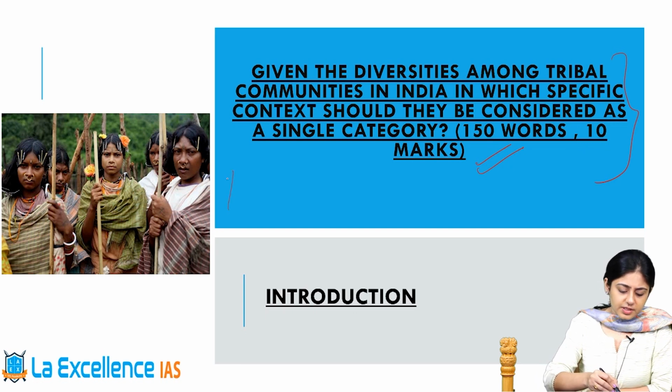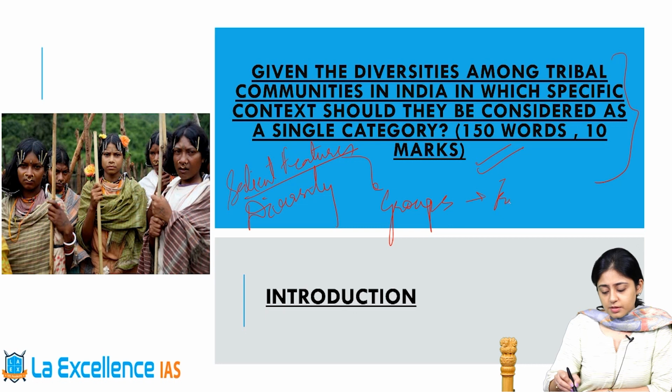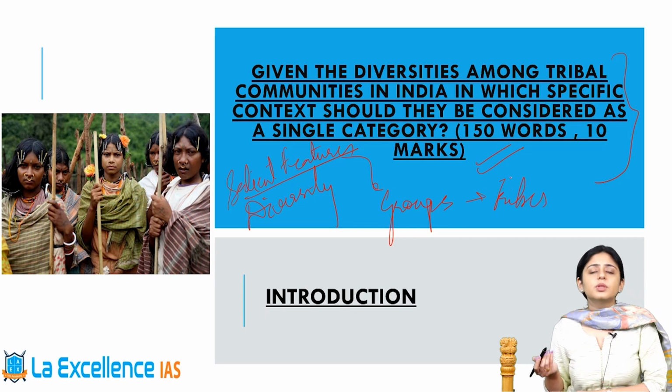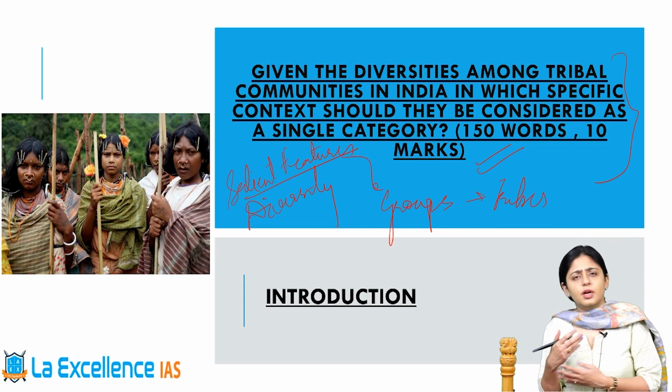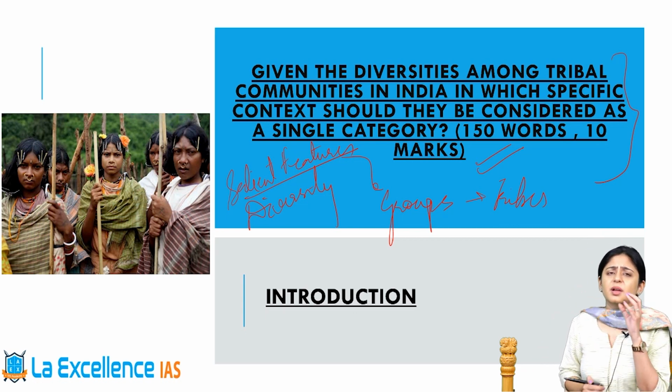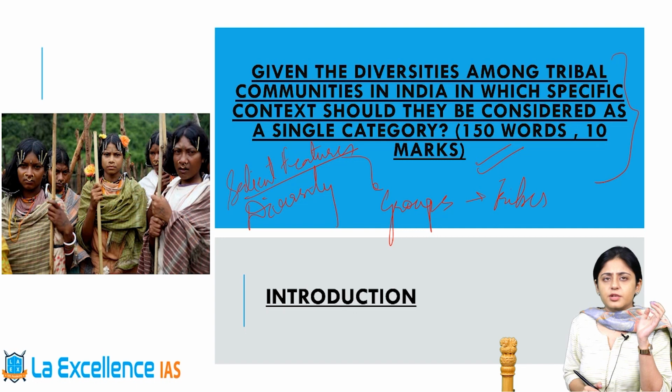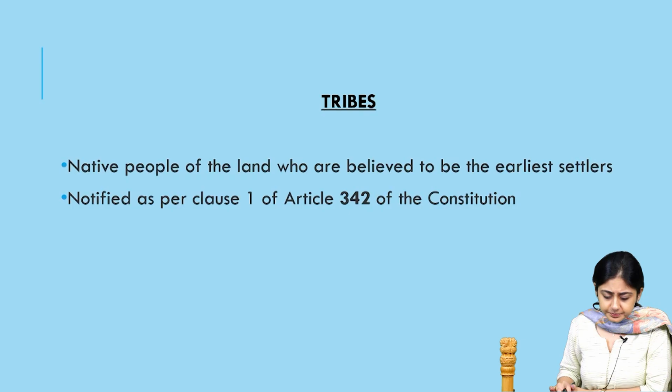Again, if you will see, most of the questions are from salient features of society, right, or diversity. So when you are covering salient features and various groups, tribes come in that. So here in the introduction, just know the simple definition of tribe, probably the percentage of scheduled tribes in India. That will do the trick, right? Just be very short and crisp in your introduction for your 10 markers, right?